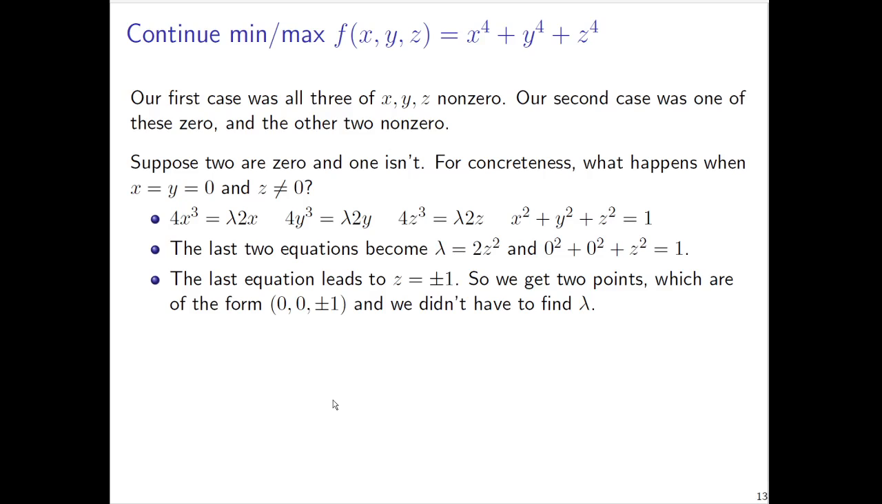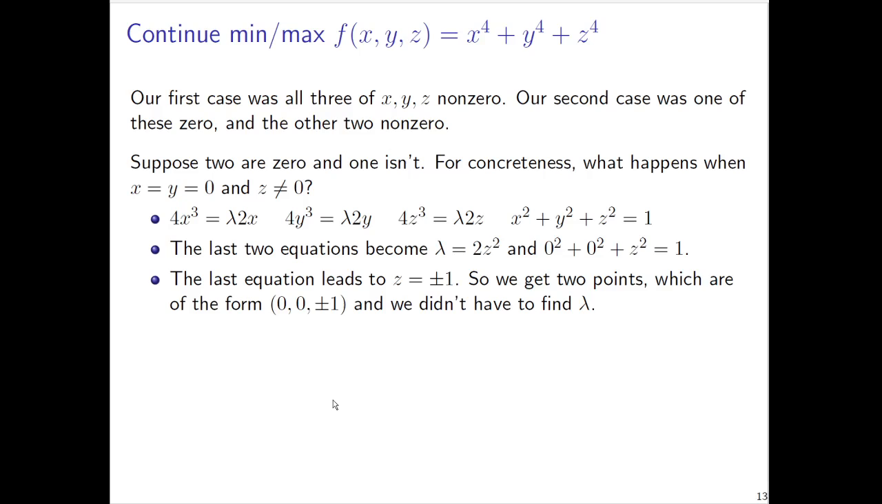And then we get 2 points. So remember we said we started with x and y are both 0. So we get points of the form 0, comma, 0, comma, plus or minus 1. And we didn't find the value of lambda again. We could if we want, but we didn't.